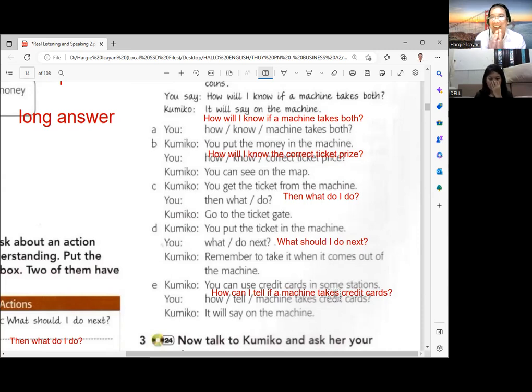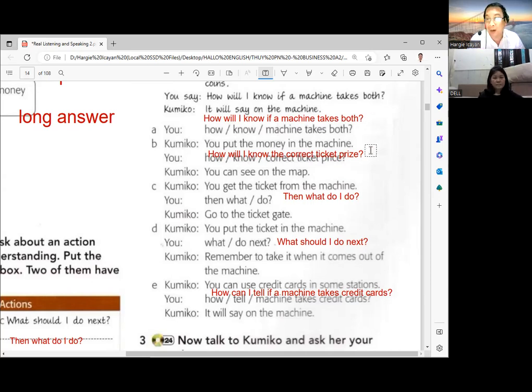Good job, Toy. You speak clearly. Very good. Now I want you to keep that up. You heard that you're not speaking in a hurry. You're not speaking like a rushed voice, it's just neutral. There would be times that there would be rising and falling intonation because we ask questions. So therefore, you have to raise your voice here: How will I know if a machine takes both?